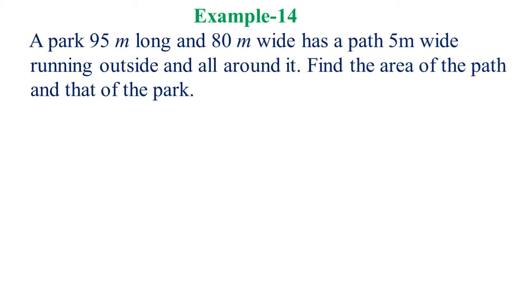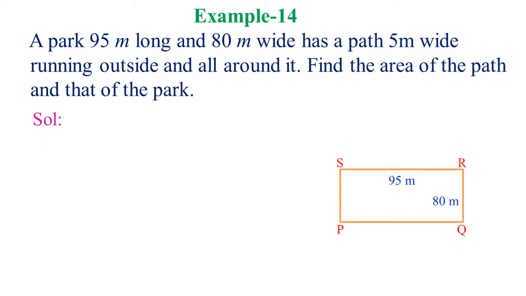Let's see example 14. A park 95 meter long and 80 meter wide has a path 5 meter wide running outside and all around it. Find the area of the path and that of the park. Let us find the solution.